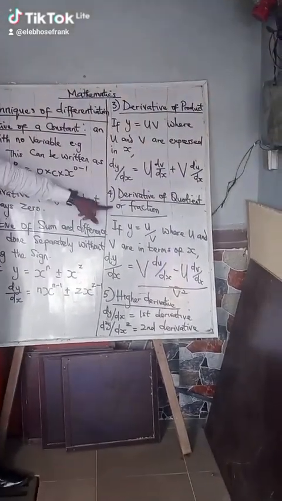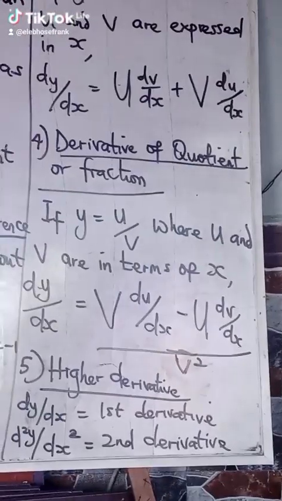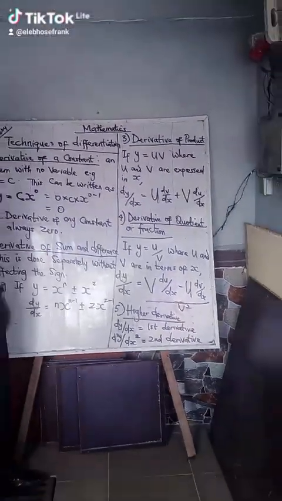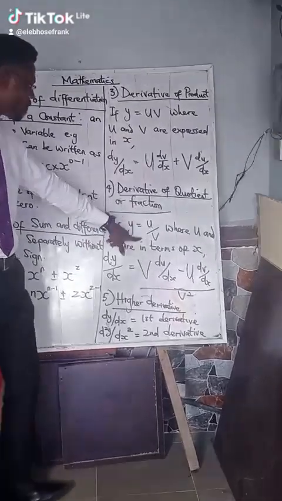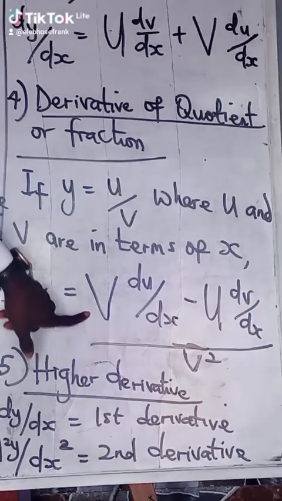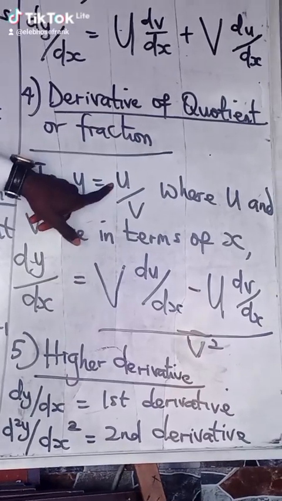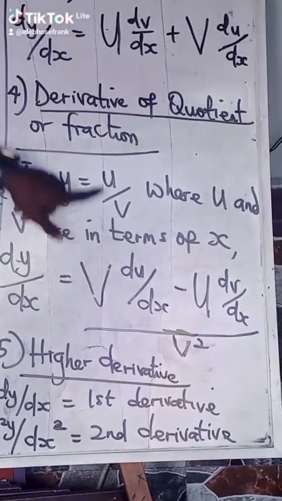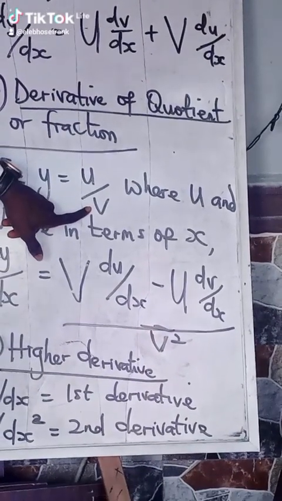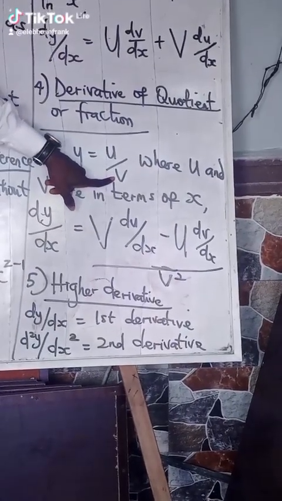Now, derivative of quotient or fraction. Quotient simply means division. So how do you differentiate a division question or a fraction? What do you mean by fraction? Having a numerator and a denominator separated by a dividing line. As an example, if y equals u over v, where u and v are in terms of x, how do we differentiate? Now, dy dx equals v, that's the denominator. We keep the denominator constant, then we differentiate the numerator, du dx, minus, now we keep the numerator constant, u, and we differentiate the denominator, dv dx, all over the square of the denominator.